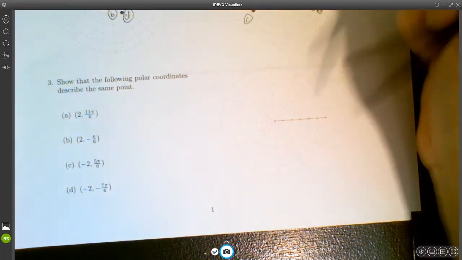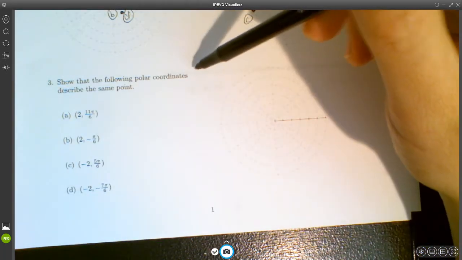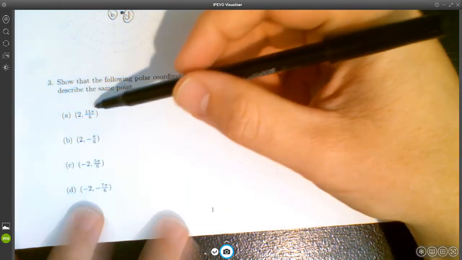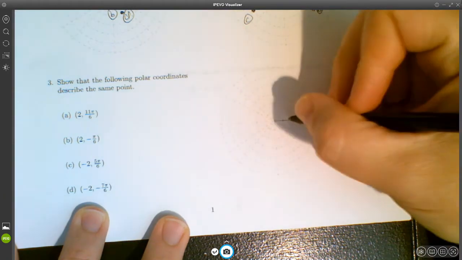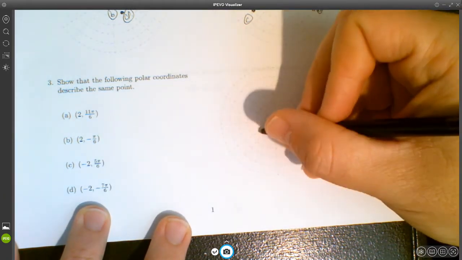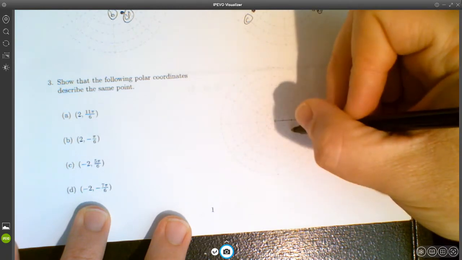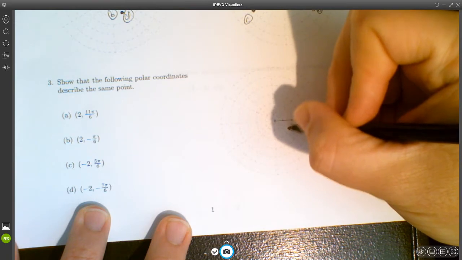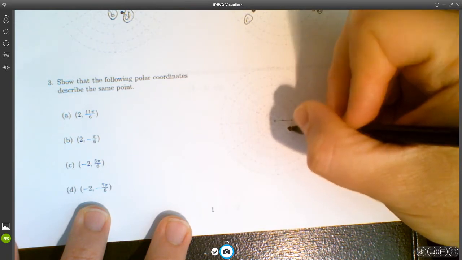Okay, here's another set of examples. It says, show that the following polar coordinates describe the same point. Okay, so 2, 11 pi over 6. So this is pi over 6, 5 pi over 6, 7 pi over 6, and I think this one is 11 pi over 6. And we're going to come out to 2. So that's part A right there. 2, 11 pi over 6.